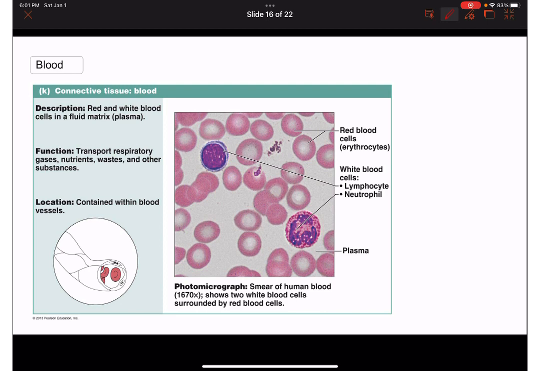And lastly, we have blood. And blood is a liquid connective tissue. And the specific cells we're going to find in there are red blood cells and white blood cells. And the extracellular matrix is a fluid matrix. And we call this fluid within blood plasma. And plasma, like other fluids in the body, is mostly water.